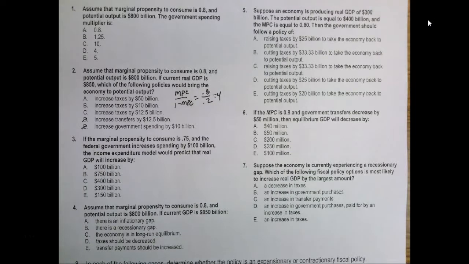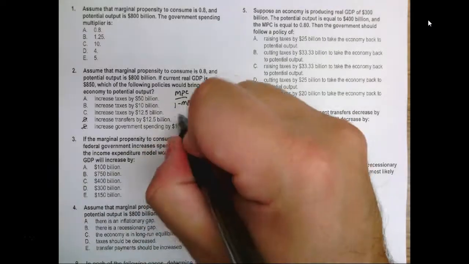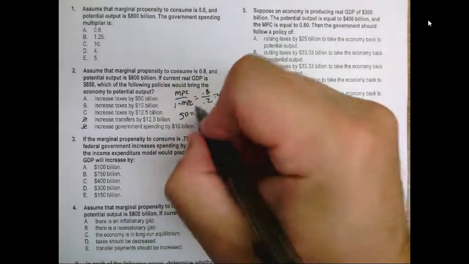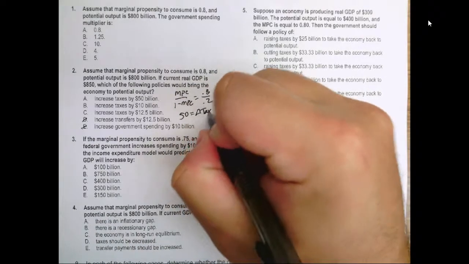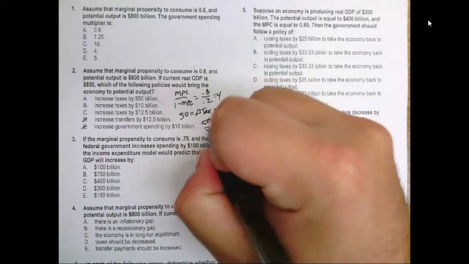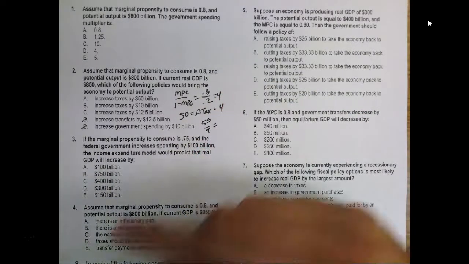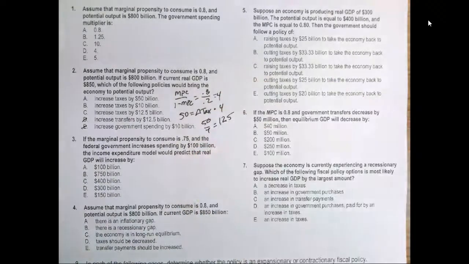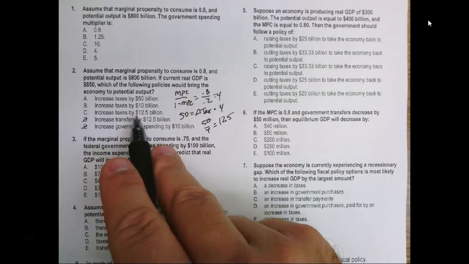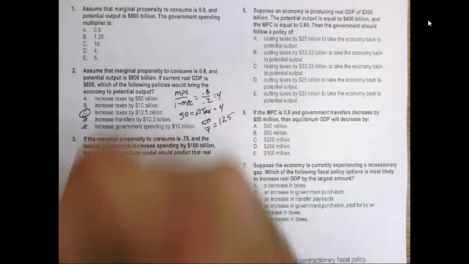So now we just need to figure out how much to cut. At the end of the day, we need to cut $50 billion, and that's going to be equal to the change in taxes times the multiplier. So we do some basic arithmetic, dividing both sides by 4. We have to increase taxes by 50 divided by 4, which comes out to be $12.5 billion. So if we increase taxes by $12.5 billion, we'll see a $50 billion total decrease in output. And the answer to this question is C.